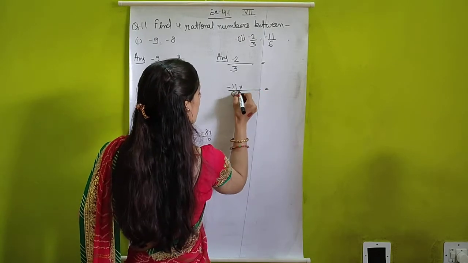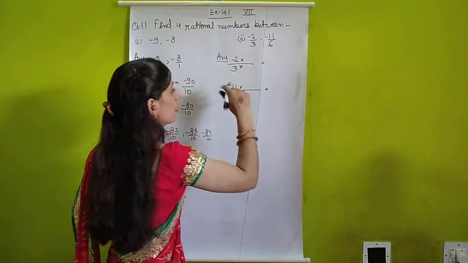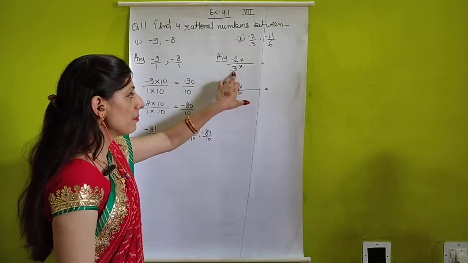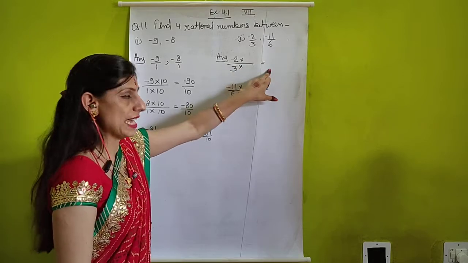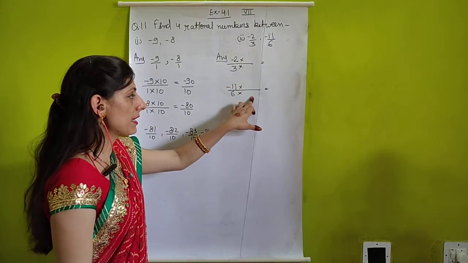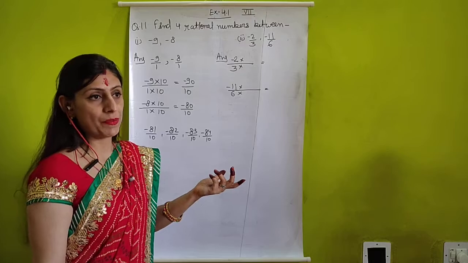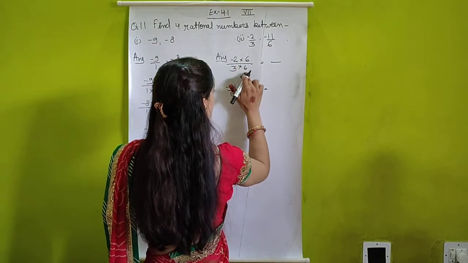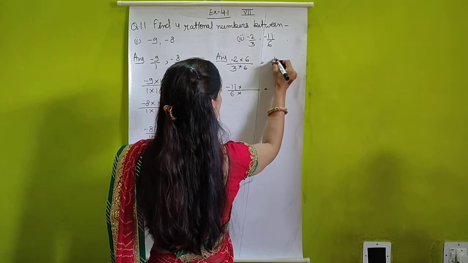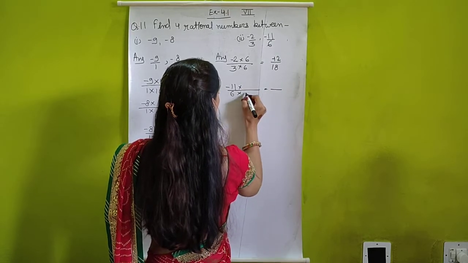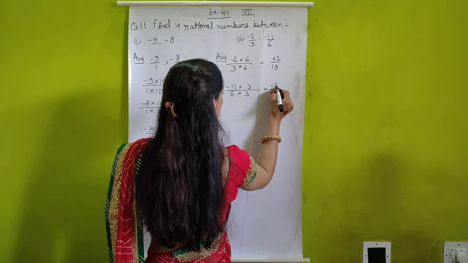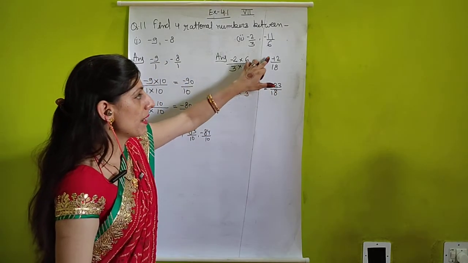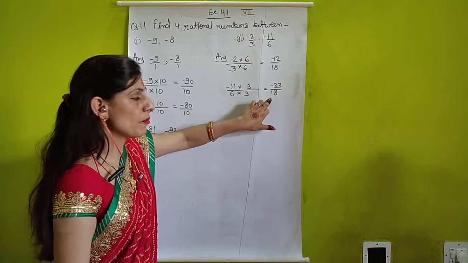I will make the denominator the same by multiplying numerator and denominator with the same number. Students, if I multiply 3 by 6 then 18 will come, and 6 multiplied by 3 then 18 will come. So the denominator will be the same. So here you multiply with 6: 3 sixes are 18 and 2 sixes are 12. Here also multiply with 3, then minus 33 and 18 will come. Now you can see minus 12 upon 18 and minus 33 upon 18.